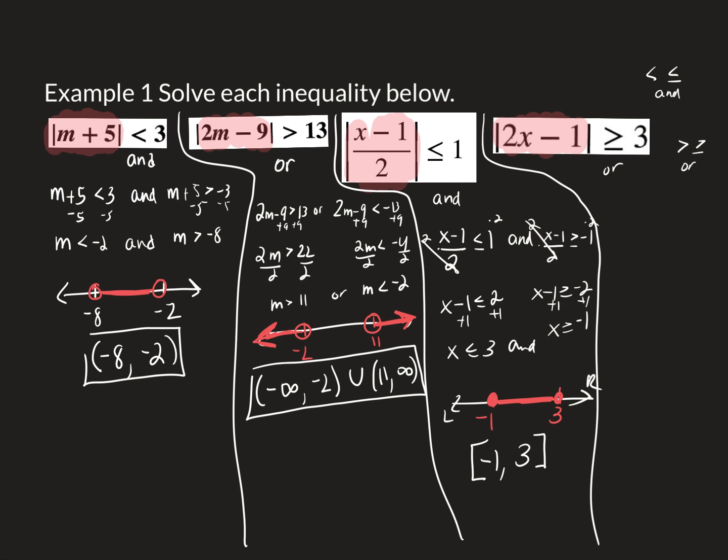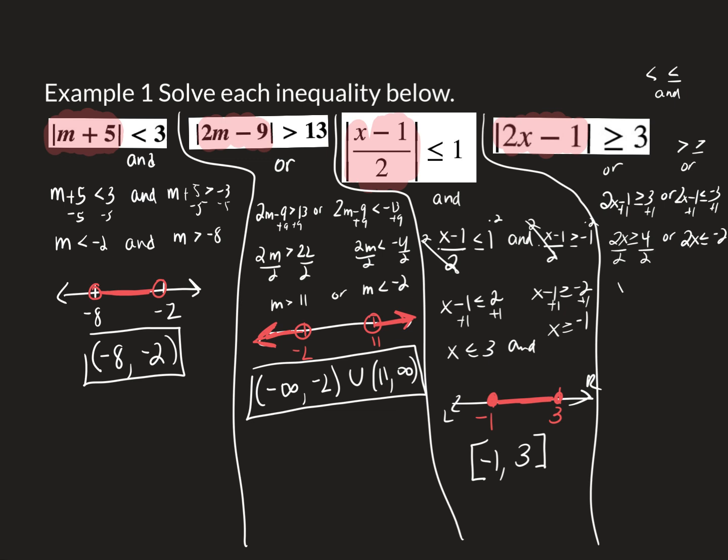My last one is an OR. So I'm going to write my two problems. 2x minus 1 is greater than or equal to 3, or 2x minus 1 is less than or equal to negative 3. I'm going to add 1 to both sides. 2x is going to be greater than or equal to 4, or add 1. 2x is going to be less than or equal to negative 2.